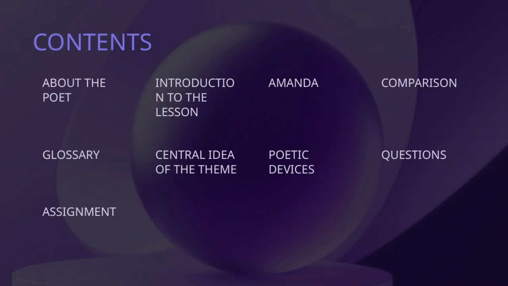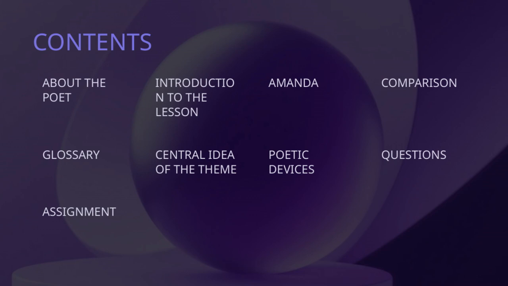First, we have questions, which remind us to stay curious and think critically about the material. Then, comparison is a useful tool to understand similarities and differences, especially when analyzing poetry or themes. Moving on, poetic devices are essential because they help us interpret and appreciate the artistry in poetry, like metaphors, similes, and alliteration. Next, we see Amanda. This could refer to a specific poem or poet we're studying, so it's important to understand her work and style.